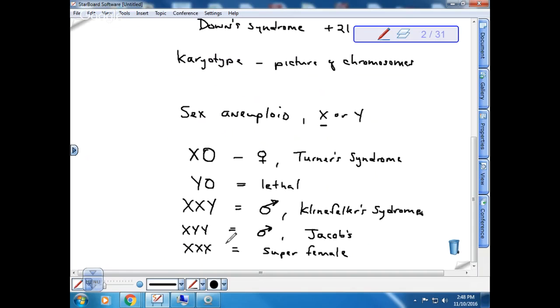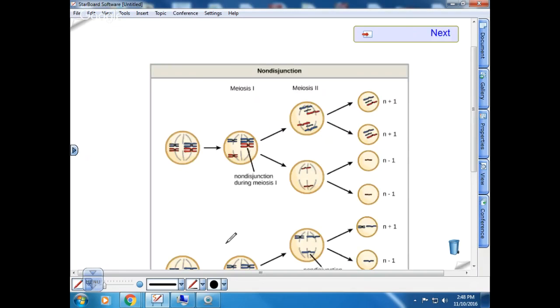Okay, so that is aneuploid. So that is your homework.